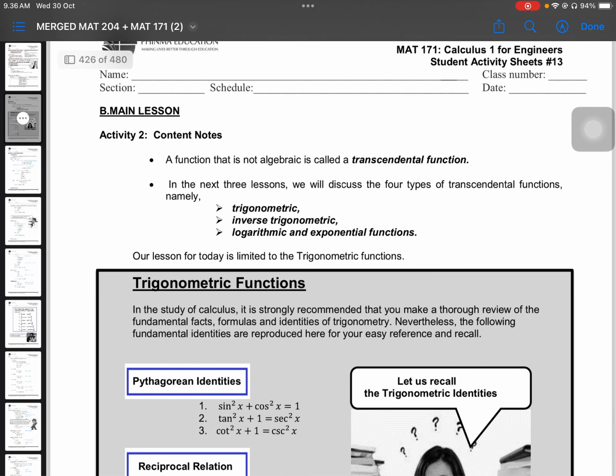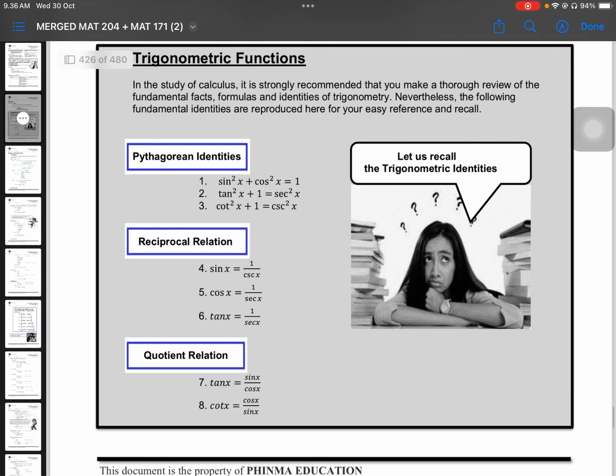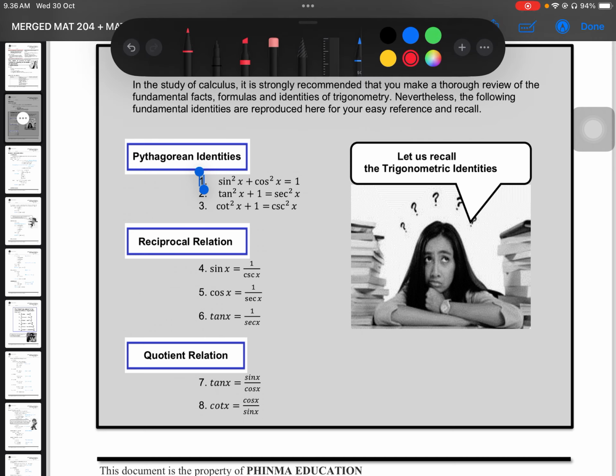So let us recall the trigonometric functions. We have these Pythagorean identities wherein sine squared x plus cosine squared x is equal to 1, tangent squared x plus 1 is equal to secant squared x, cotangent squared x plus 1 is equal to cosecant squared x. And then another identity is the reciprocal relation wherein sine x is equal to 1 over cosecant x, cosine x is equal to 1 over secant x, and tangent x is equal to 1 over cotangent x.